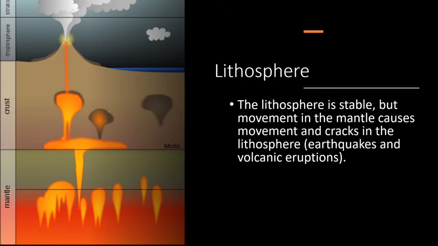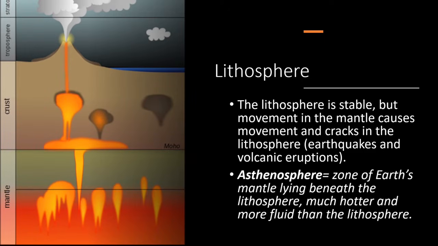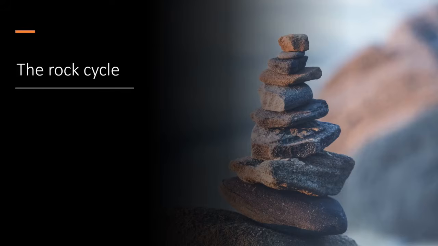The lithosphere is considered to be stable, but movement in the mantle can cause movements and cracks in the lithosphere. These movements and cracks could lead to earthquakes or volcanic eruptions. Another word that is associated with the lithosphere is the asthenosphere. This is the zone of the Earth's mantle lying just beneath the lithosphere, which is much hotter and more fluid than the lithosphere. An important process that takes place within the lithosphere is the rock cycle.